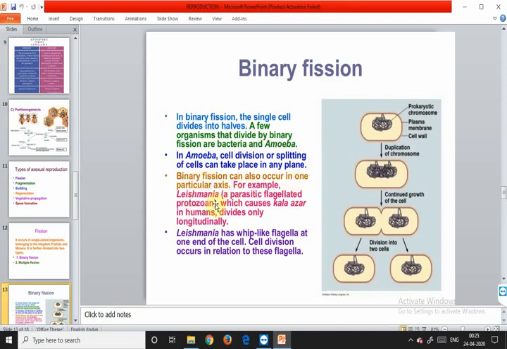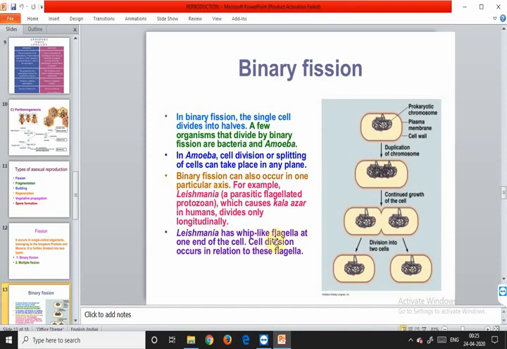For example, Leishmania is a parasitic flagellated protozoan which causes Kala Azar. It is a kind of fever. In humans, it divides only longitudinally. So the difference is that whatever the organism is, it divides in different planes. That's why the fission is of many types: simple binary, transverse binary or longitudinal binary fission.